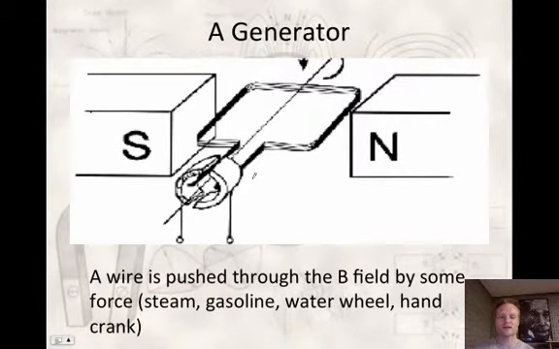Here's a picture of a generator. You have magnets on either side of this wire, and the wire is pushed through this B field by some force, and it could be steam, it could be gasoline, it could be a water wheel, as in hydroelectric dams. You could crank it by hand. Something causes this wire to spin or move, or you cause the magnet to move, one or the other, or both, and that causes a current to be induced. This is how a generator works. It takes some form of energy to create electrical energy.